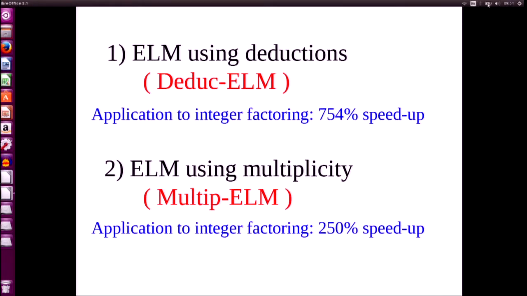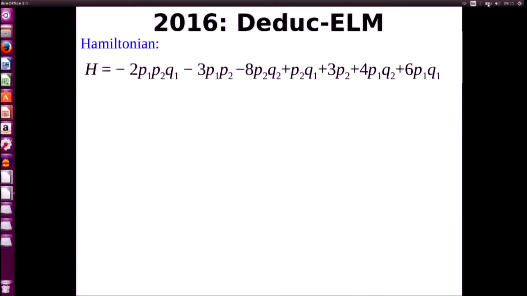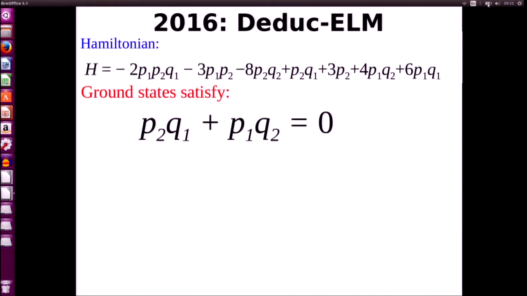And I don't have a lot of time left, do I? So I'm going to go quickly. ELM with multiplicity, we got a 250% speed up there. How do we do this? Here we have a Hamiltonian, and here we have some constraint on the ground state. What deduction can we make here?